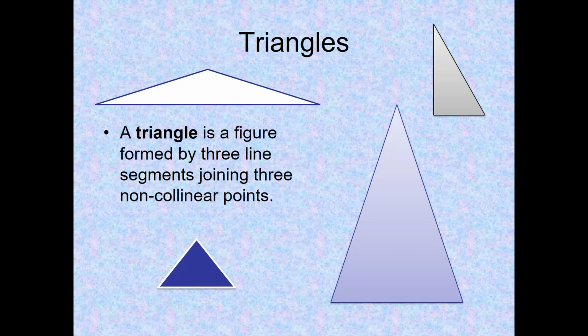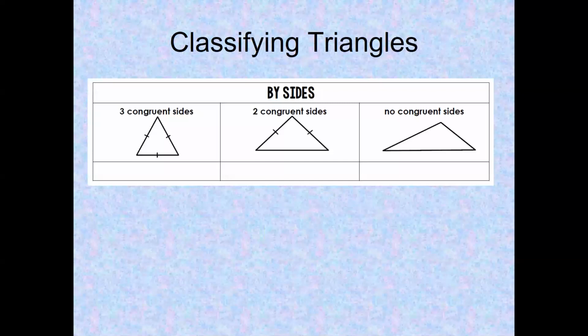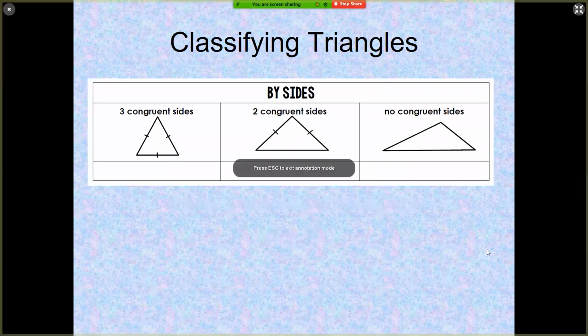So here's 4 examples of different triangles. And today we're going to work on classifying them by both their angles and their sides. When we classify triangles by their sides, we have 3 options. If we have 3 congruent sides, like we do here on the left, remember that these little hash marks right here mean that those 3 sides are congruent. That is called an equilateral triangle. So equilateral means all 3 sides of your triangle are equal.